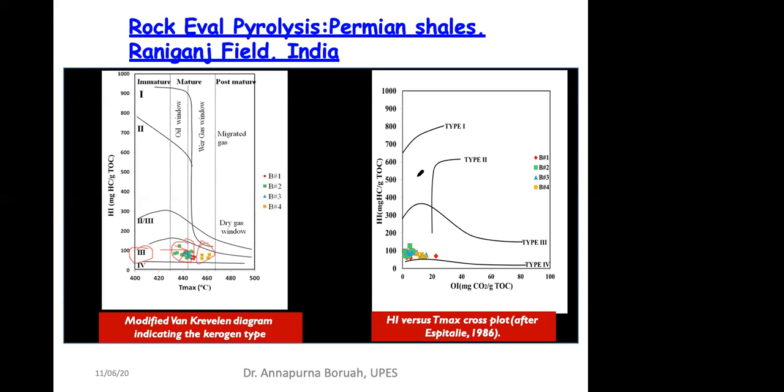In this second image, you can see hydrogen index versus oxygen index. Here also you can see the type, and all the samples are kerogen type 3. And it indicates that the organic matter in this shale is coming from terrestrial plants, maybe woods. So it indicates the possibility of a lacustrine environment also.